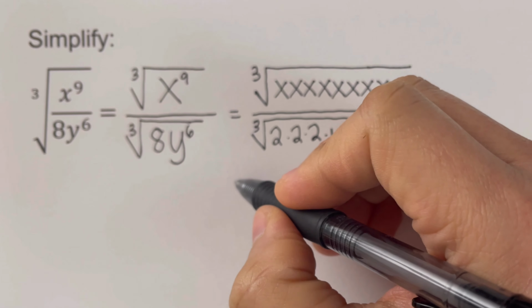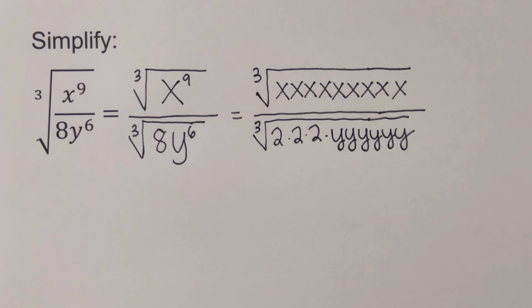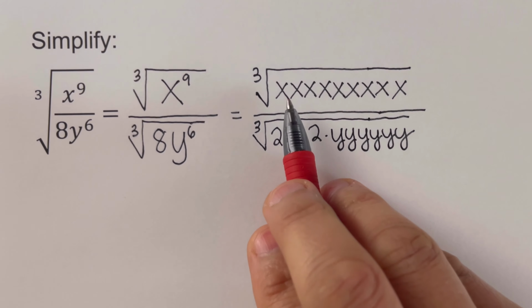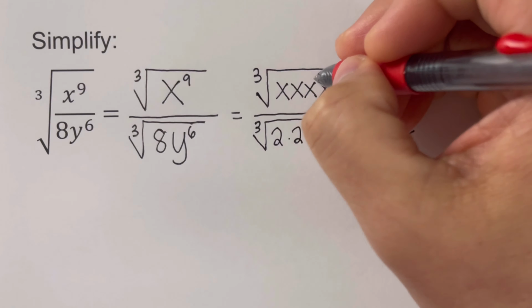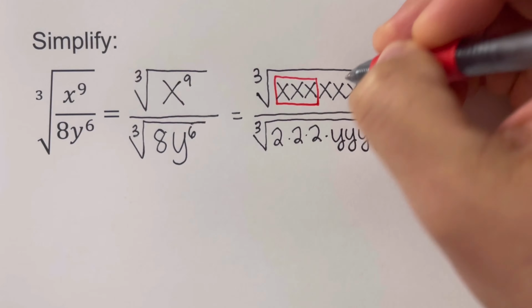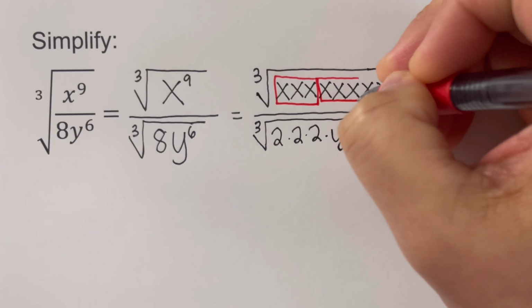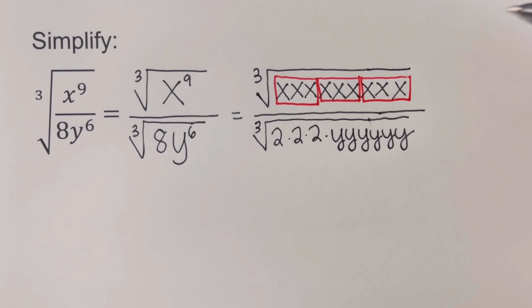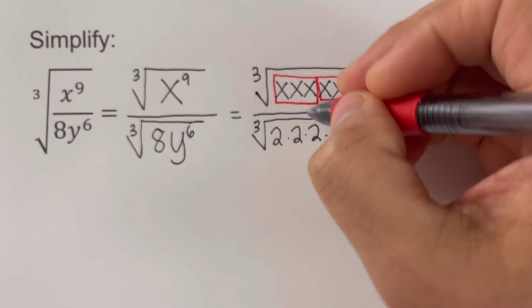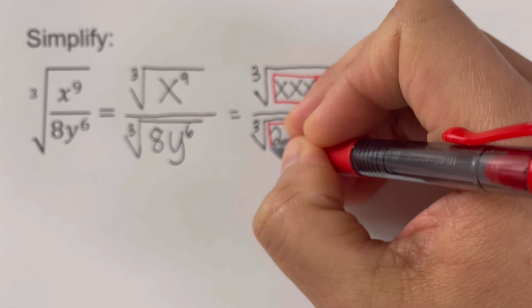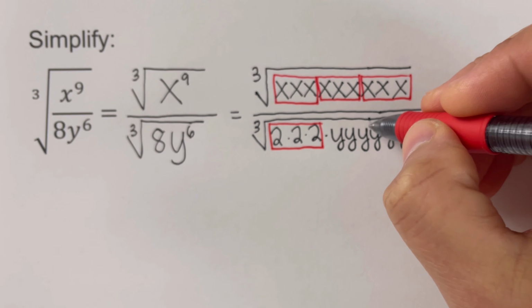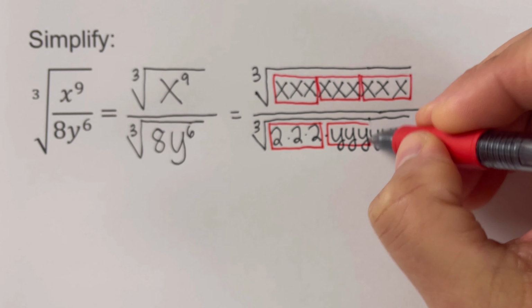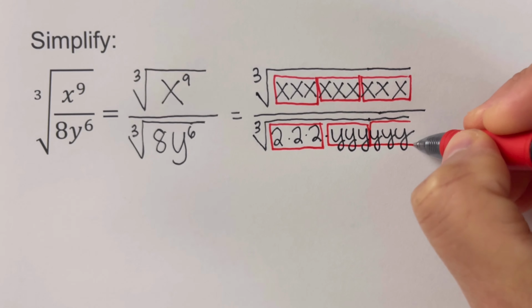Now, what we are going to do next is we are going to group together the expanded form based on the index. Since our index here is 3, I'm going to make a group of 3x's, and then we also have another group of 3x's, and then another group of 3x's. And then for the bottom here, we have a group of 3 2's. And then we are going to create a group of 3y's and another group of 3y's.